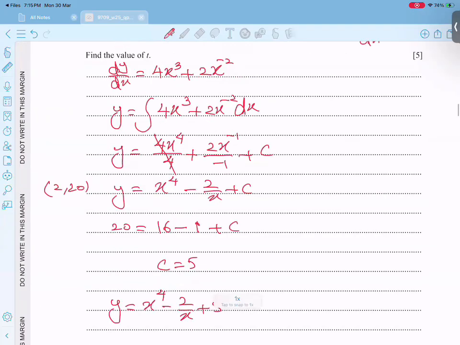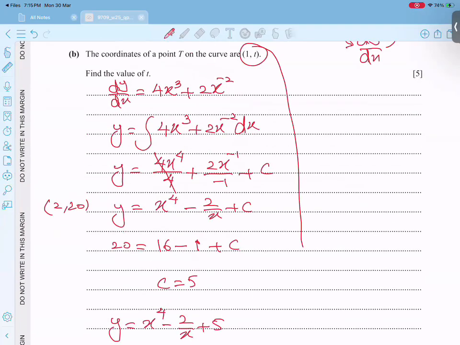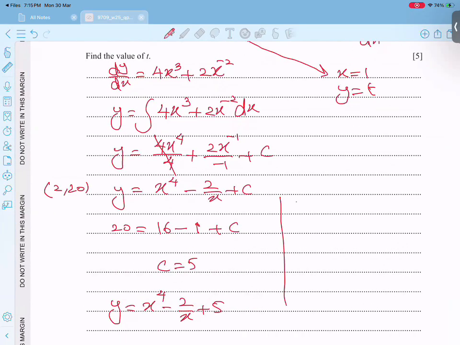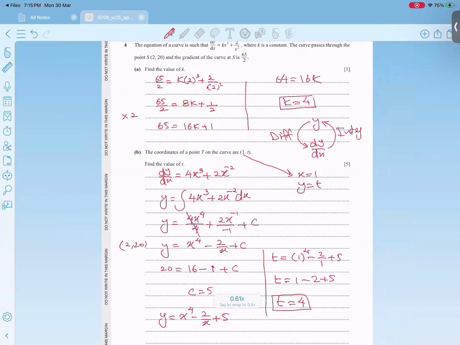And now we will work on this coordinate. I will replace the x value by 1 and the y value by t. So check it: y replaced by t and every x by 1. You can see, students, I'm getting 1 minus 2 plus 5. Out of 6, 2 gone, 4. So the t value is 4. I hope the concept of the question is completely clear.